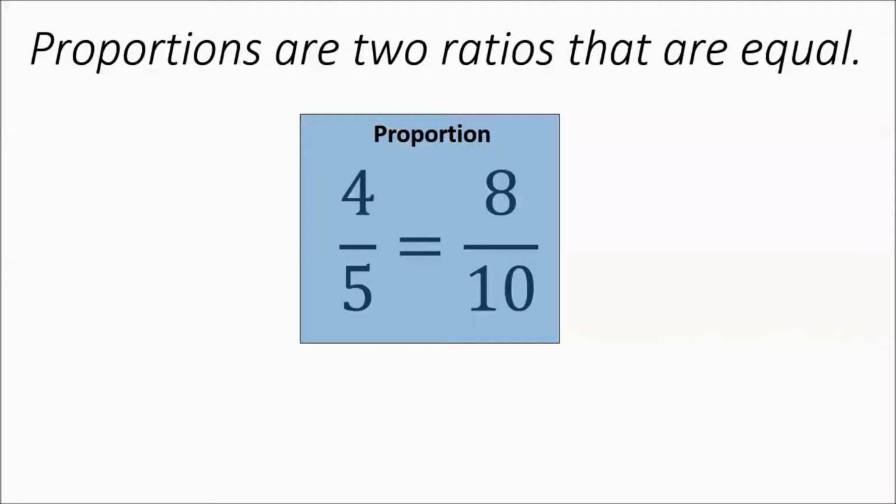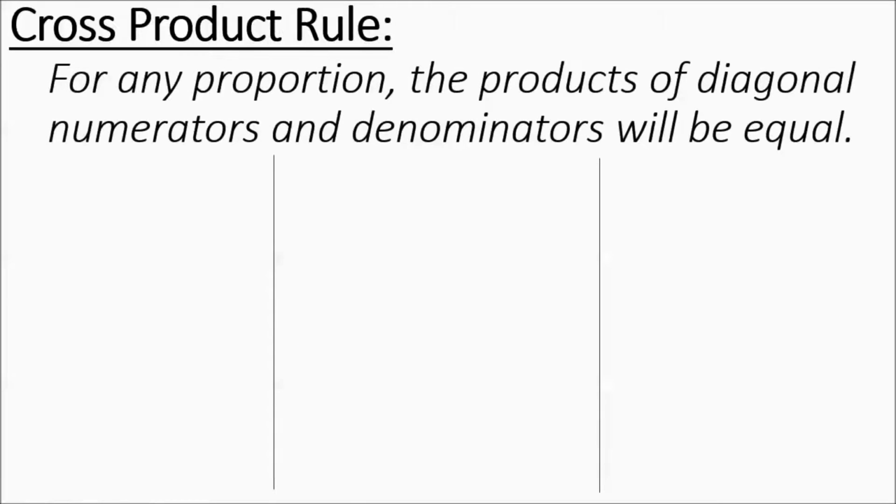Now we're going to learn some cool things about proportions. We're going to talk about the cross product rule. For any proportion, the products of the diagonal numerators and denominators will be equal. It's kind of hard to understand in writing, but let's check it out in action.